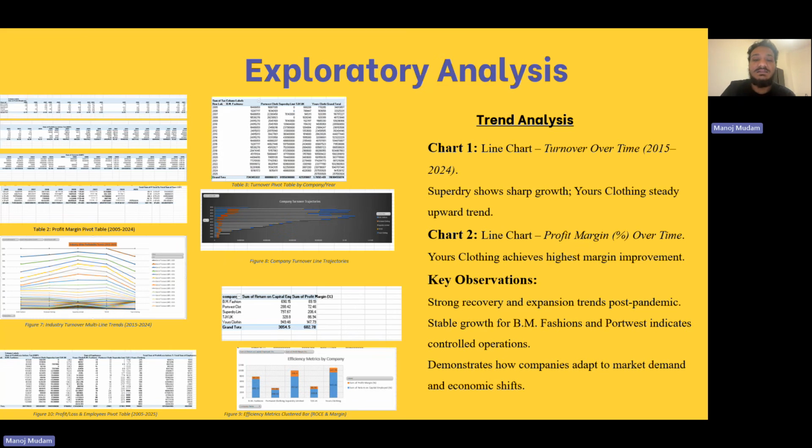describes trend analysis. The trend analysis monitors the dynamics in turnover and profit margin between the years 2015 to 2024. We can see on the charts that Superdry Limited shows the highest growth rate, exponentially, in the years before 2019. Next clothing shows a gradual and stable improvement of profit margins throughout the period, indicating stable growth over time.